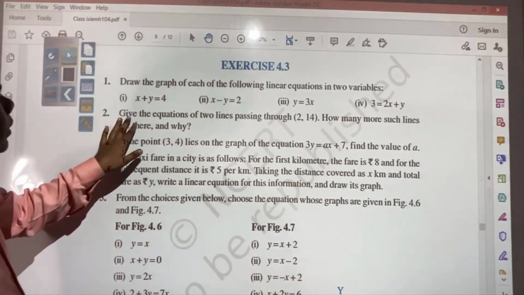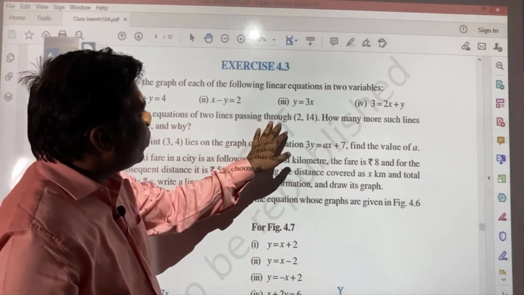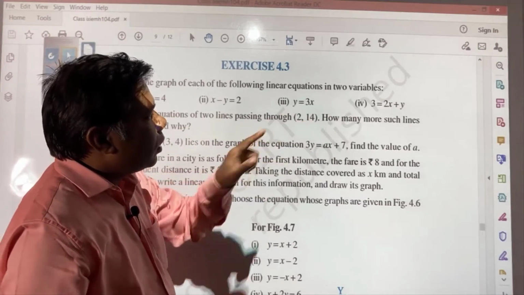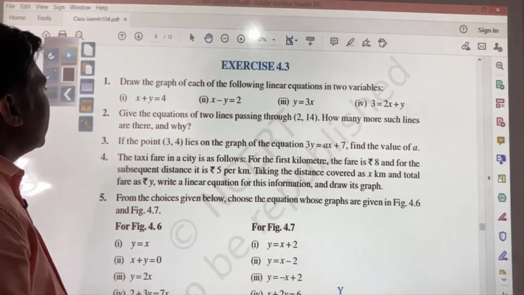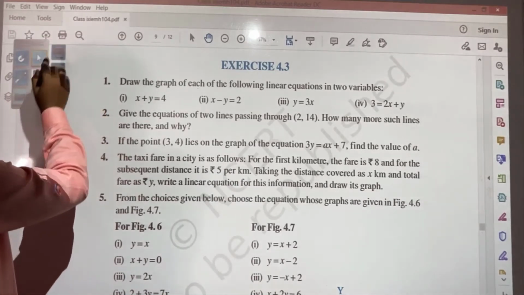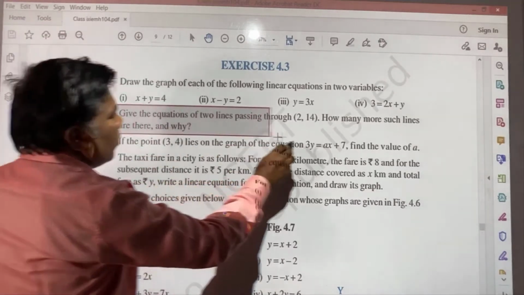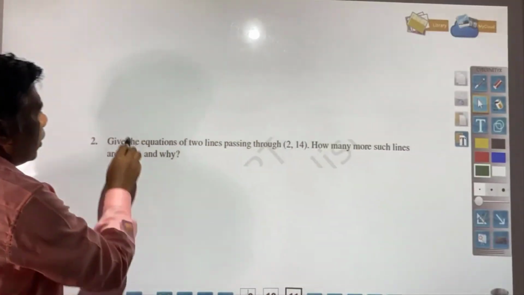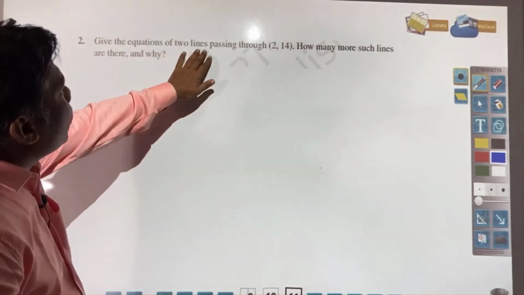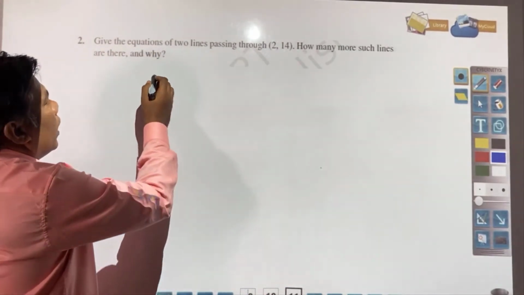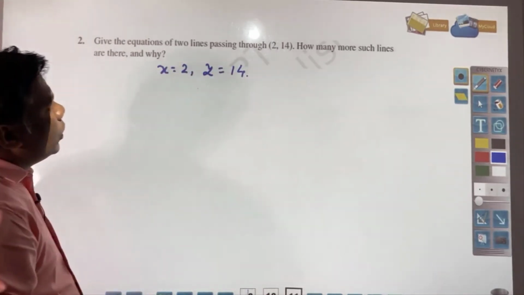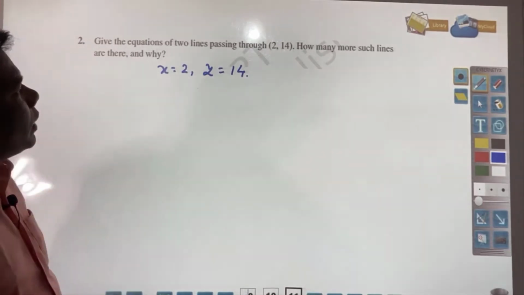Next you see, give the equations of two lines passing through 2, 14. It means x is equal to 2 and y is equal to 14. How many more such lines are there and why? Here you see. Give the equations of two lines passing through 2 and 14. X is equal to 2 and y is equal to 14. So you need to form a equation.